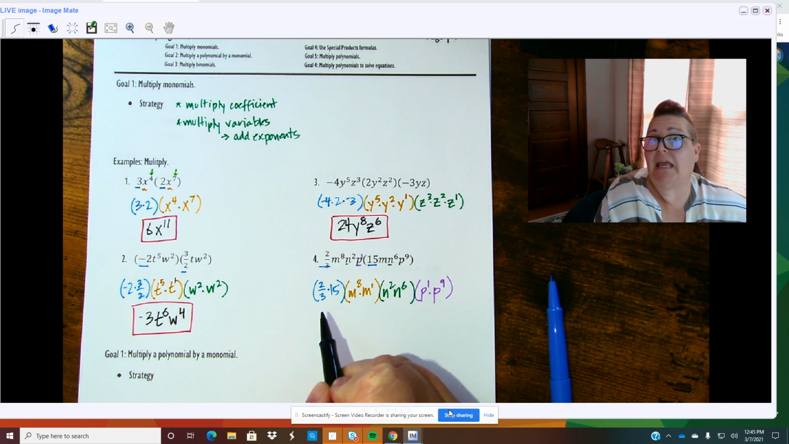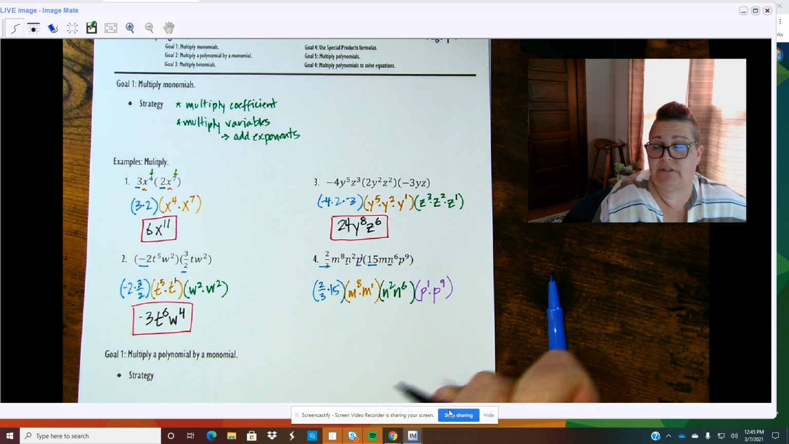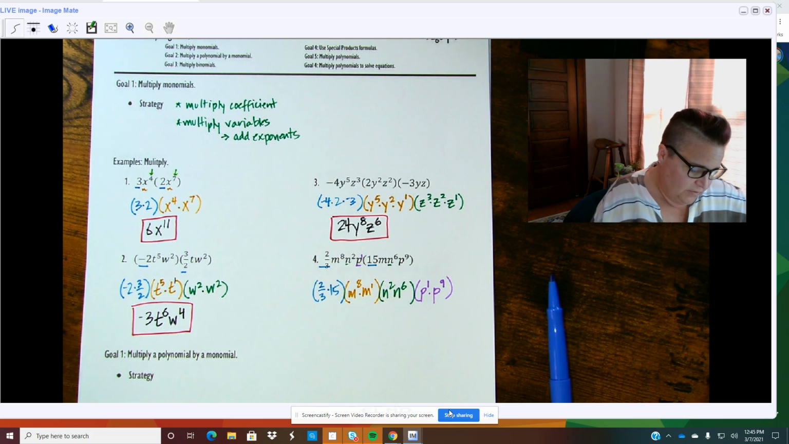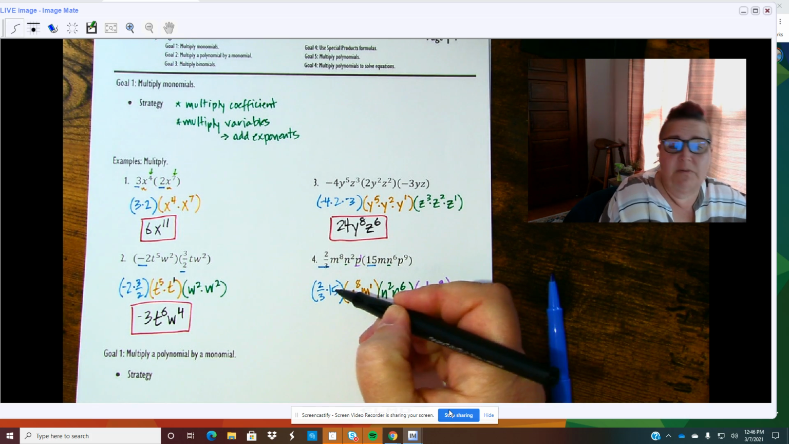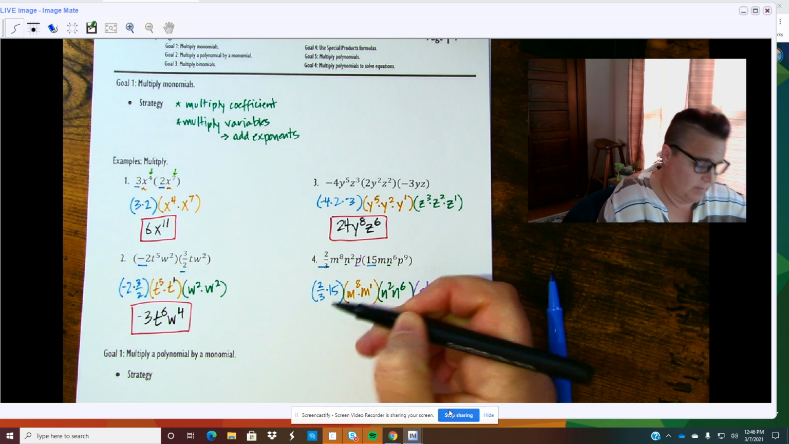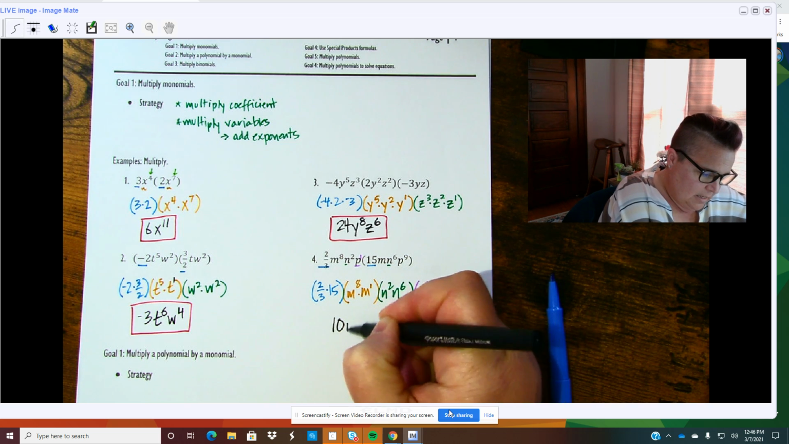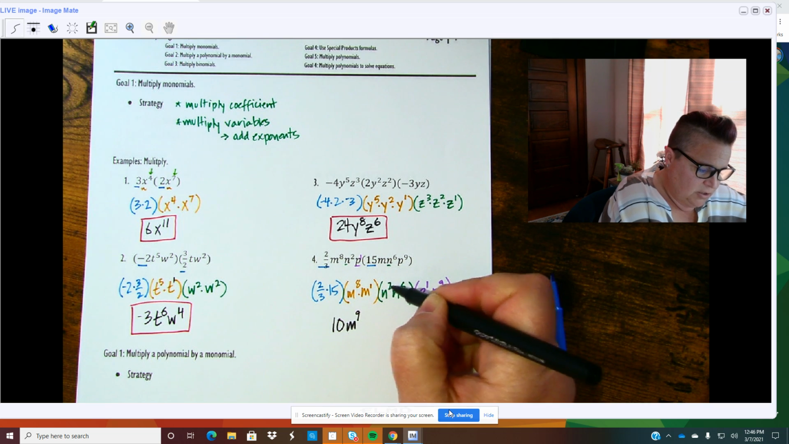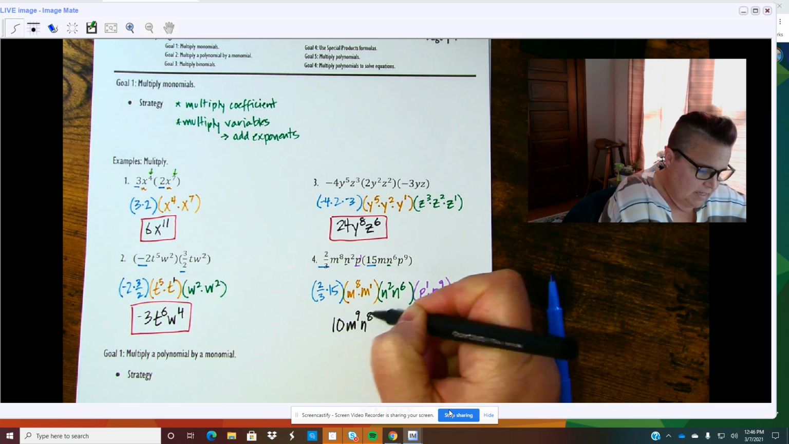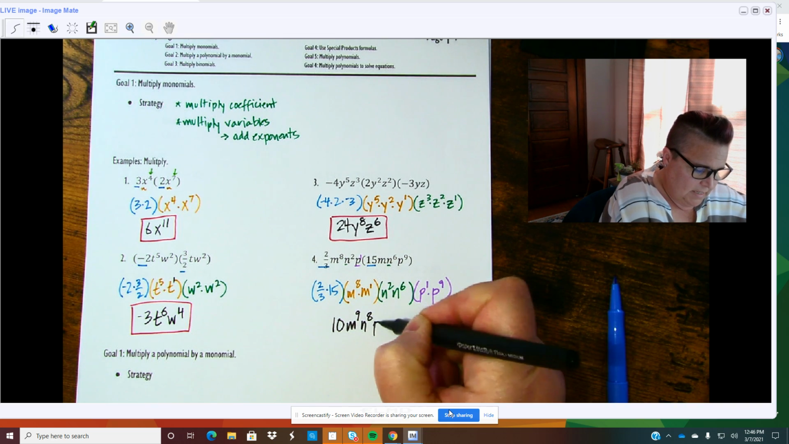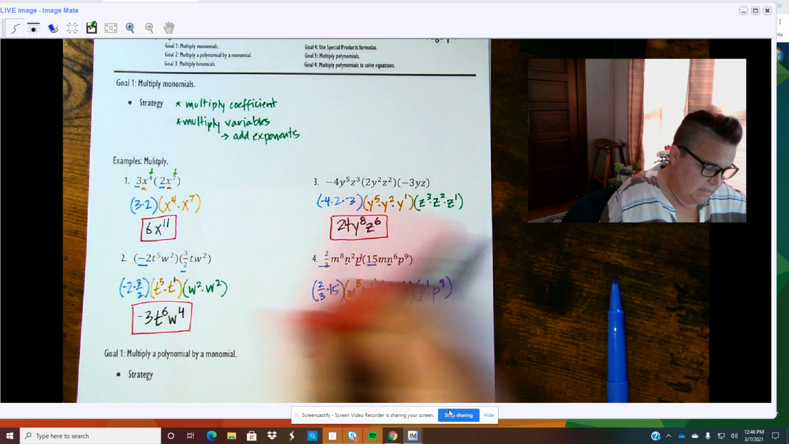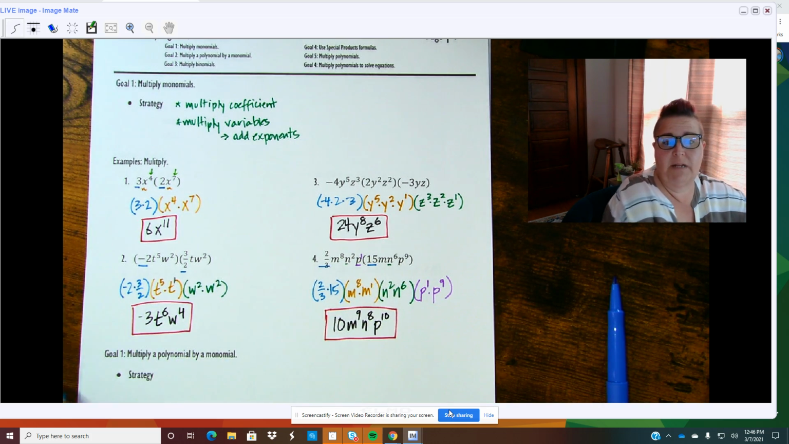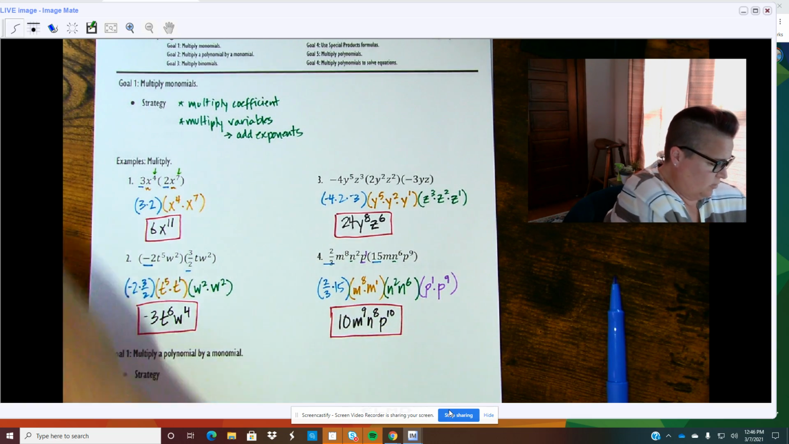And let's see, I can, without a calculator, do 2/3 of 15. If you need a calculator, feel free to grab it. 2/3 of 15 would be the same as 2 times 15, which is 30 divided by 3, or 10. M to the 8 plus 1 is m to the 9th. N to the 2 plus 6 is n to the 8th. And p to the 1 plus 9 is p to the 10th. This gives me 10 m to the 9th, n to the 8th, p to the 10th. And I'm done. All right, multiplying monomials.